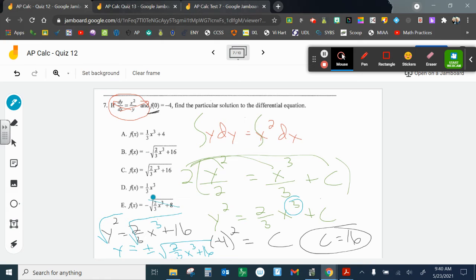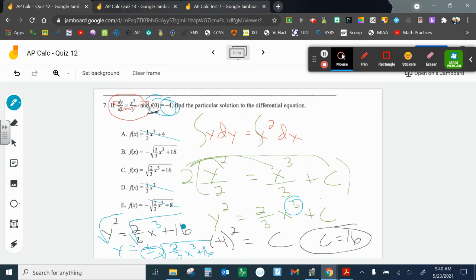All right, so I've eliminated E, D, and A. So the answer is going to either be B or C. And it's like, wait, I got plus or minus and they only want one of them. So now what I want to do is I want to look and say, what if I put in the original point? So let's say x equals 0. 0 cubed, 0 times 2/3 is 0. Plus 16, the square root of 16 is 4. I want it to be negative because it has to be -4.